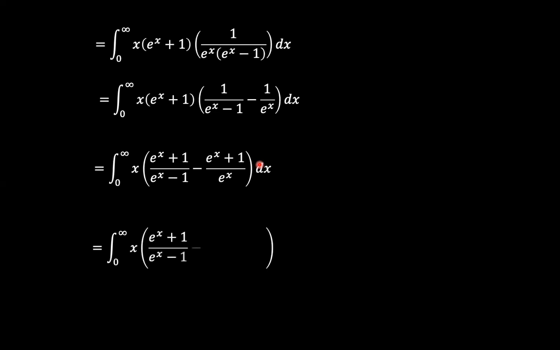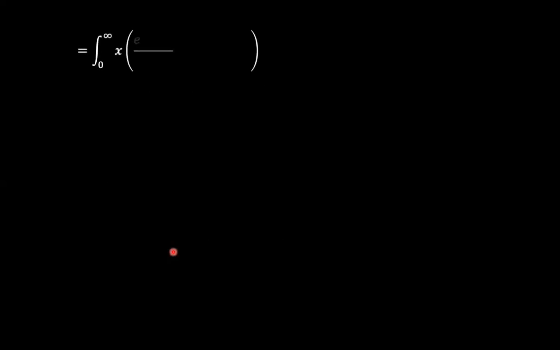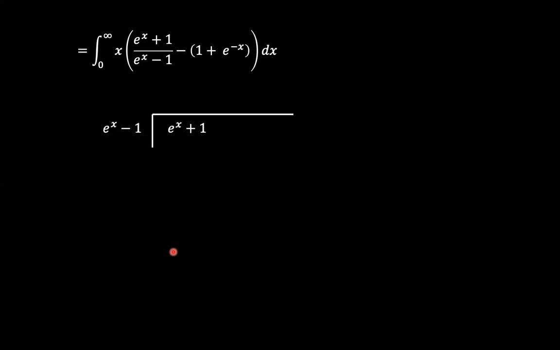So now our main focus will shift to this part here. What I chose to do was to use long division to simplify that fraction. So if we have e to the power x plus 1, then you divide by e to the power x minus 1. You multiply this divisor by 1, you get e to the power x minus 1. You subtract that from e to the power x plus 1, you get positive 2. So that means that e to the power x plus 1 over e to the power x minus 1 is the same as 1 plus this remainder, 2 over e to the power x minus 1.